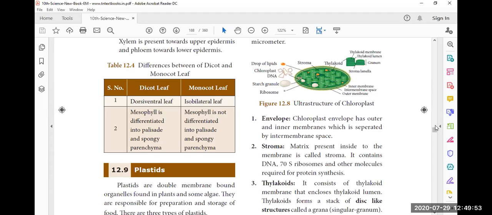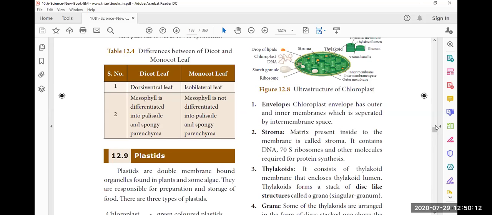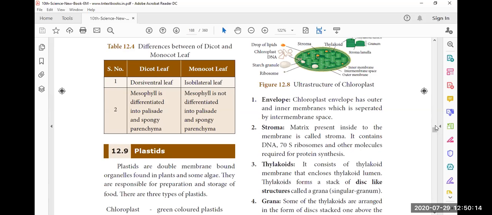Okay, next is stroma. Stroma is nothing but the matrix present inside the membrane. So the entire matrix covered by the membrane is called the stroma. It contains DNA, 70S ribosome and other molecules required for protein synthesis. There are two different kinds of ribosomes, as you may already know. One is 70S and another one is 80S. Here the 70S ribosomes are present.